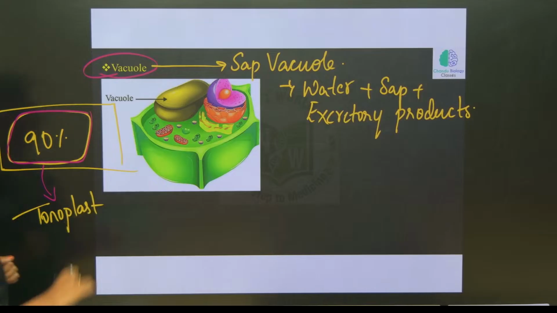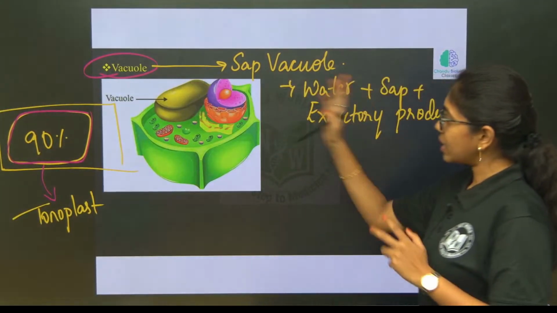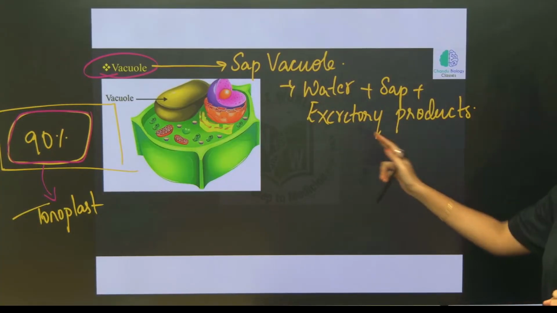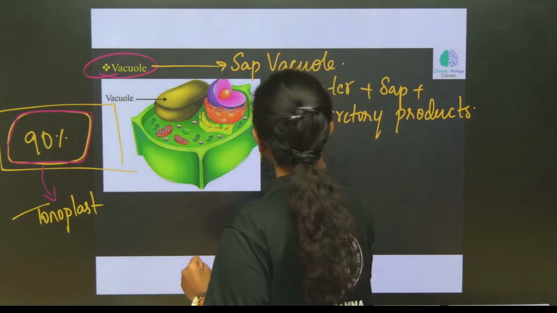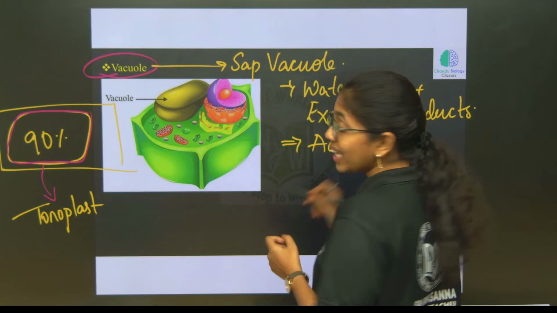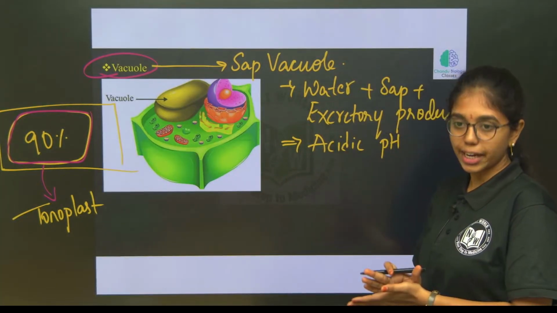Okay, single membrane, that is said to be tonoplast. Clear, right? So, it is called a sap vacuole because it has all these constituents. In the vacuole, the pH is again acidic. The pH inside the vacuole is lower than that of the cytoplasm.